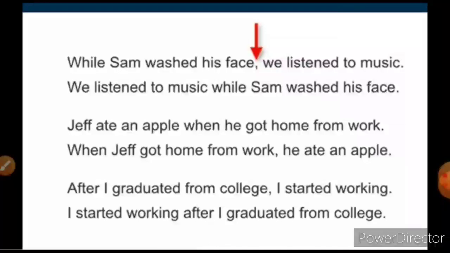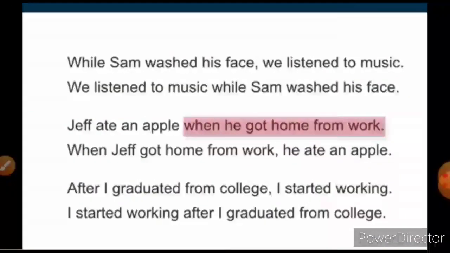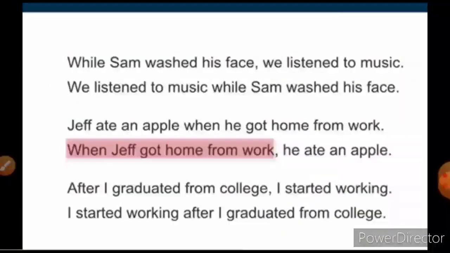Then if you look at the second sentence, there is: we listened to the music while Sam washed his face. Over here there is no comma required, so that's why there's a cross. Then in the next sentence, the highlighted part is your dependent clause, when he got home from work. In the second sentence, when he got home from work, we have put a comma.